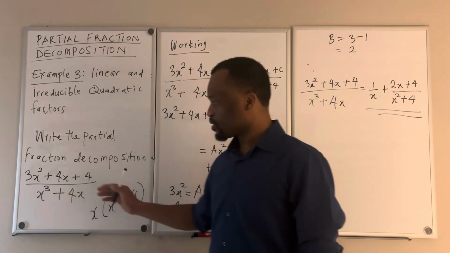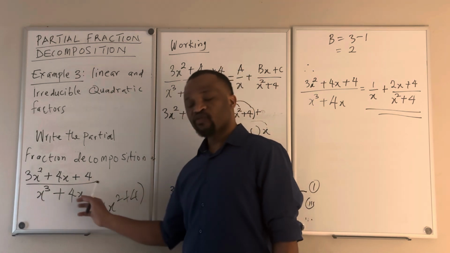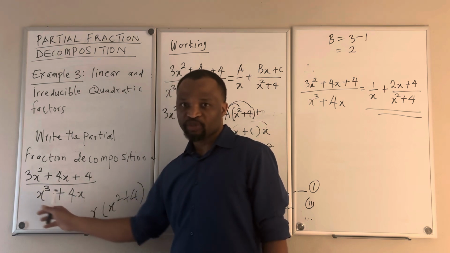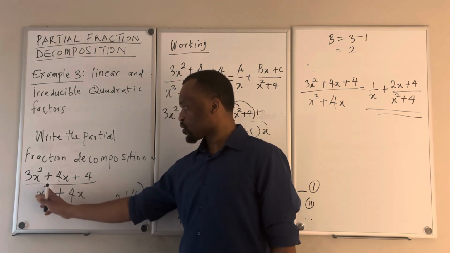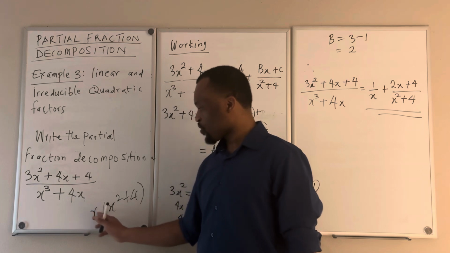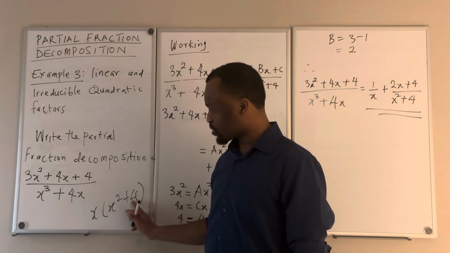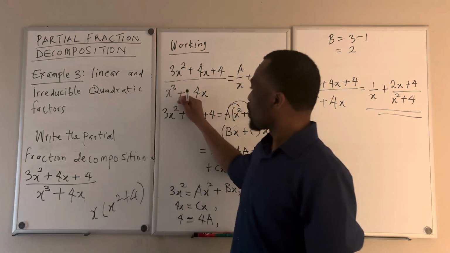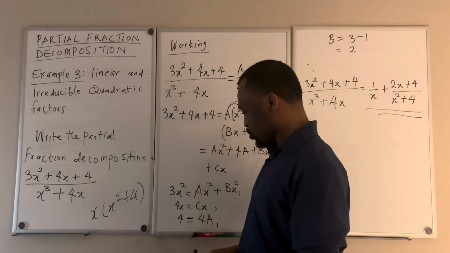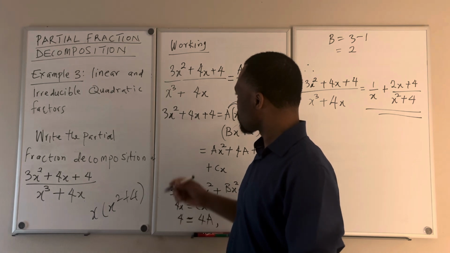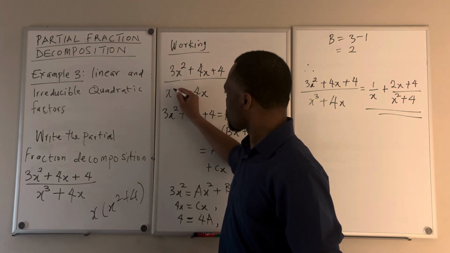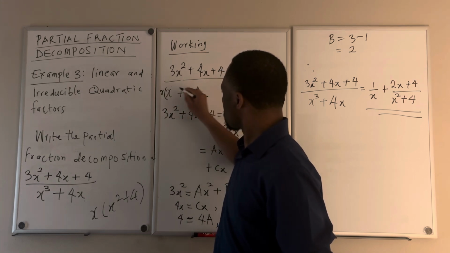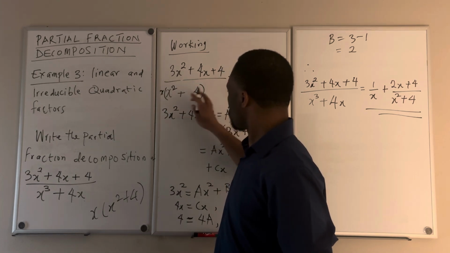So the next step will be to factorize the function we have at the denominator. When we factor x raised to power 3 plus 4x, we'll have x into brackets x raised to power 2 plus 4. Now with that, I can replace this with this here. So I'll simply write the denominator as x into bracket x raised to power 2 plus 4.